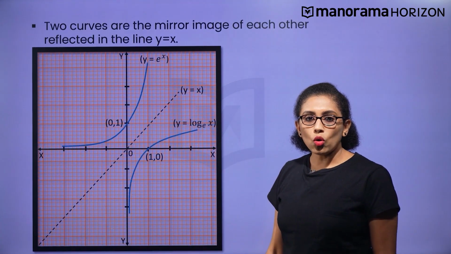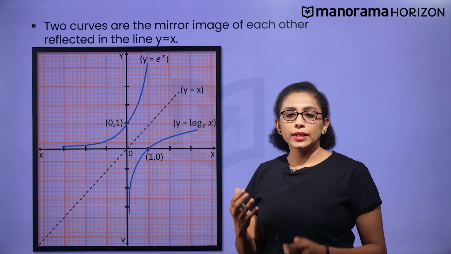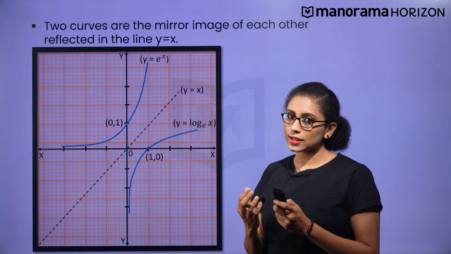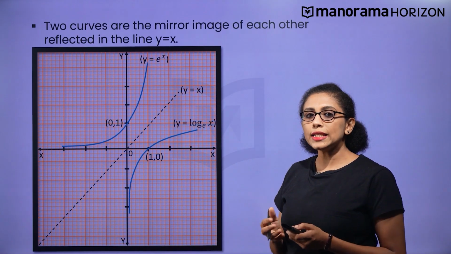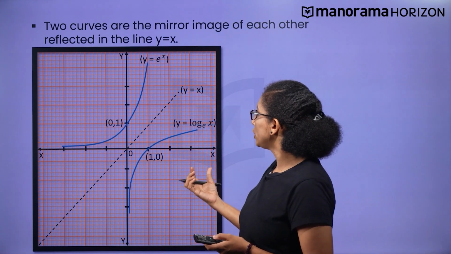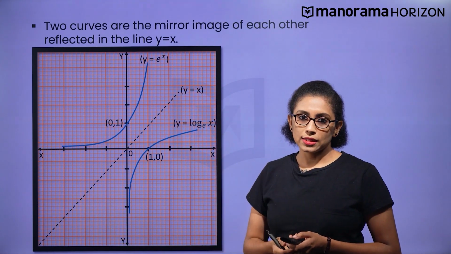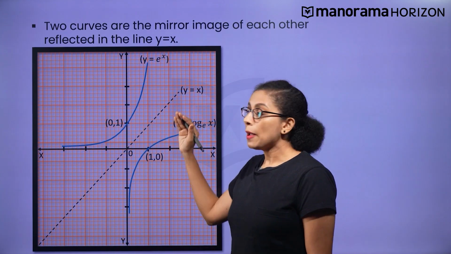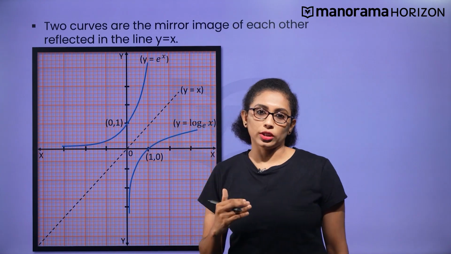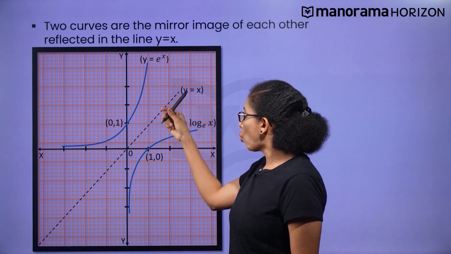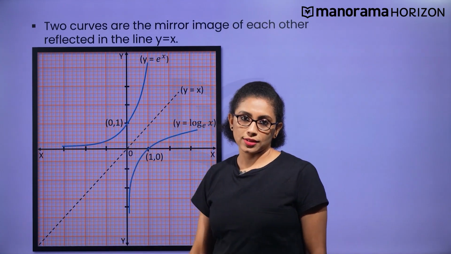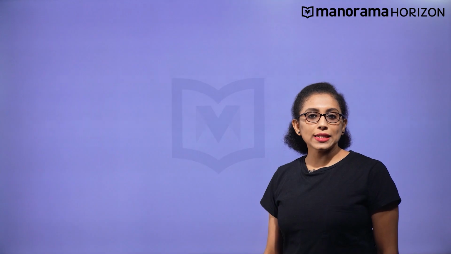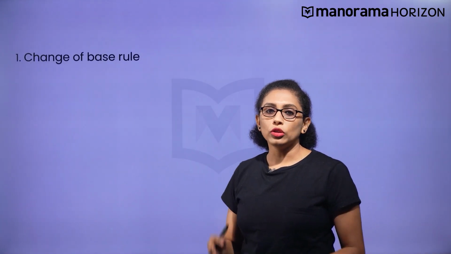Right? Now, next we compare the natural exponential function, that is y equal to e raised to x, and the natural log function y equal to ln x. We observe that the two curves are mirror images of each other, reflected in the line y equal to x. Next, we can see the properties of the log function.